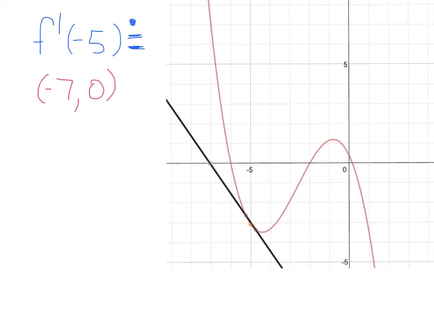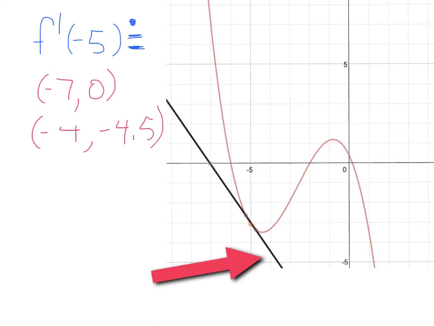And we can have another point, and let's take this guy right here, which looks like it has coordinates of -4 and -4.5. So to approximate our derivative, we're going to find the slope. So change in y, which will be 0 minus -4.5, over the change in x, so -7 minus -4.